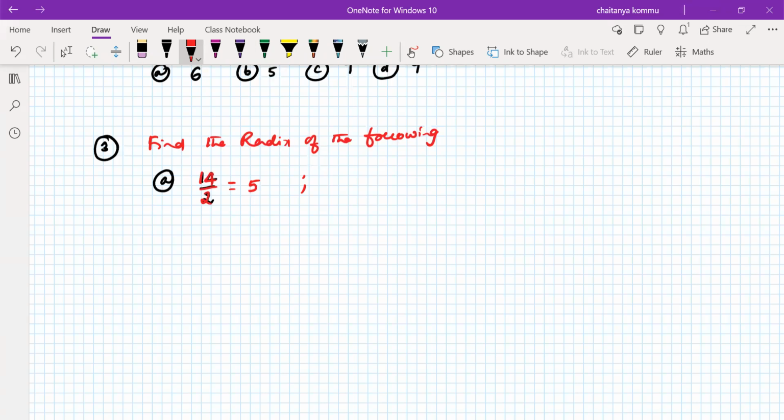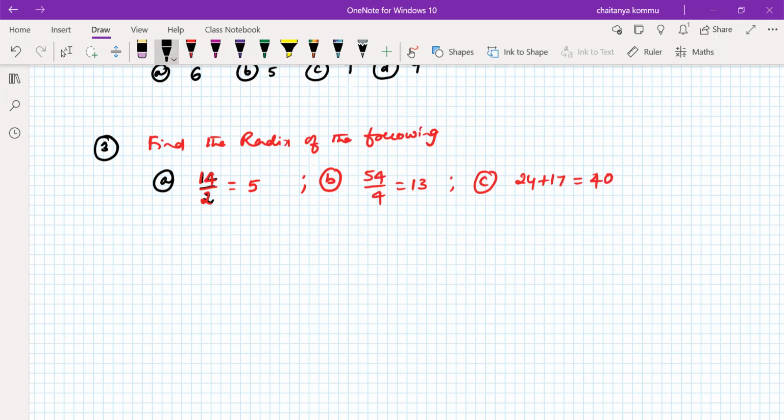The second question, B, is 54 divided by 4, which is equal to 13, they have given. Next, C is 24 plus 17 is equal to 40. Actually, 24 plus 17, what is the value? 51 will be the answer, but they have given 40. These look like decimal digits, but it's not a decimal number system that we have to calculate.